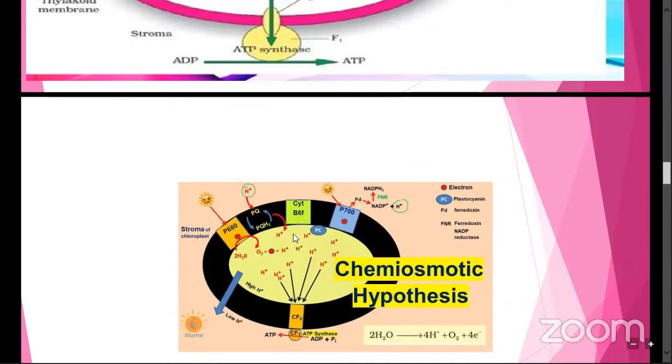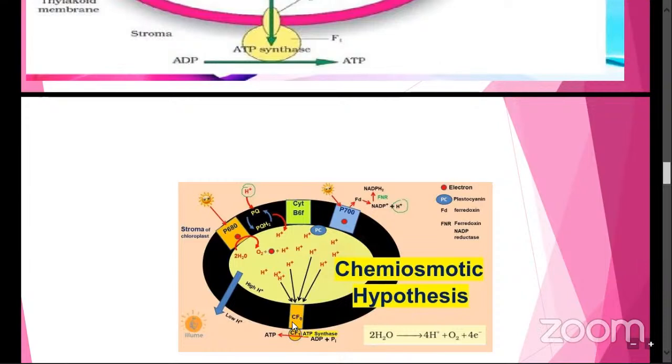After pumping these protons into the lumen, and as a result of photolysis of water, the proton concentration increases in the lumen. That means a concentration gradient is created in the lumen: high concentration of protons in the lumen, low concentration of protons in the stroma. In this situation, protons show interest to move into the stroma again. This movement is possible only when there are special protein particles, which are called F0 and F1.